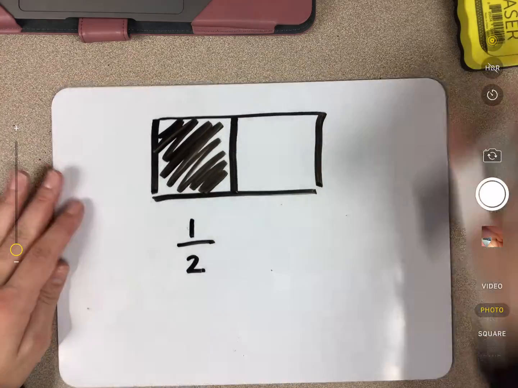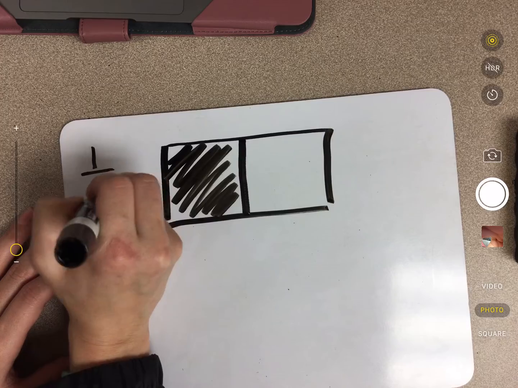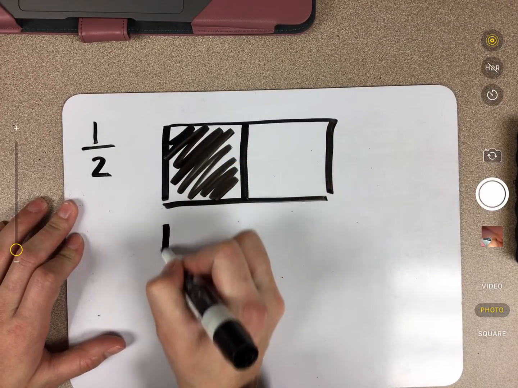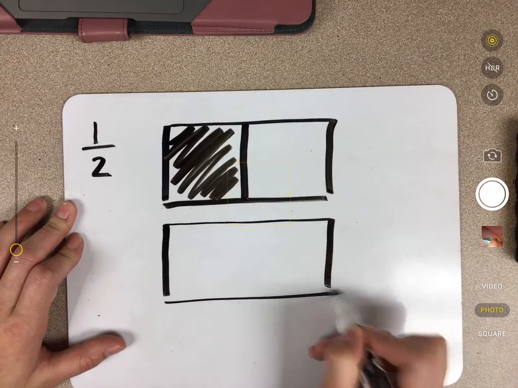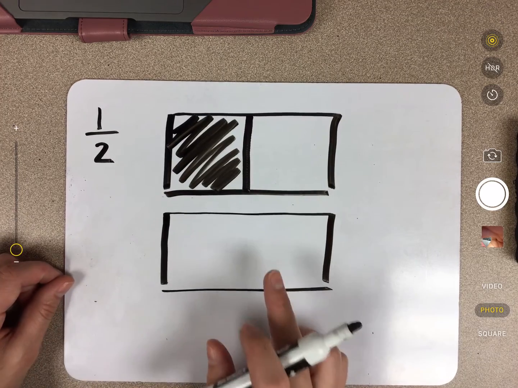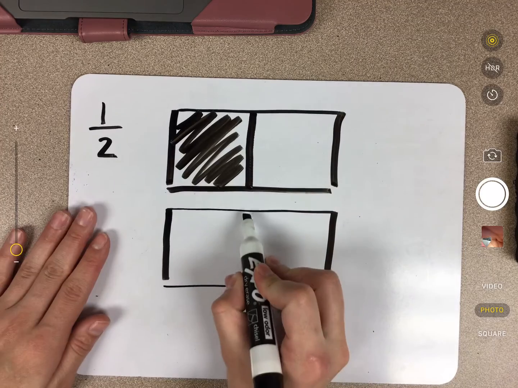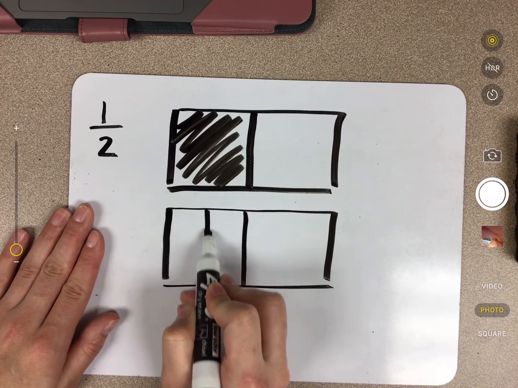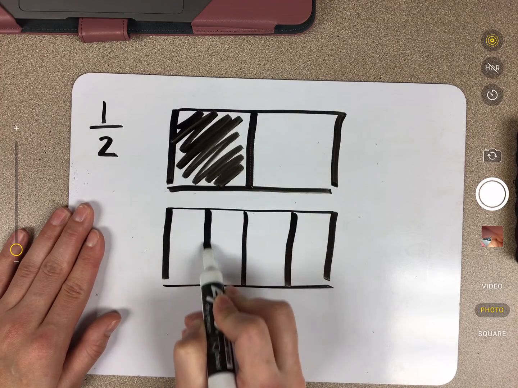Now, I'm gonna change this. I'm gonna write it right here. 1/2. So now I want you to draw this same rectangle, the same size. Try and make it as equal as you can. And I want you to partition this rectangle into 4 equal parts. So we can partition it in half, and that's 2 parts. Then we can partition each half into halves again. And remember, we're just trying our best to make sure that it's equal.